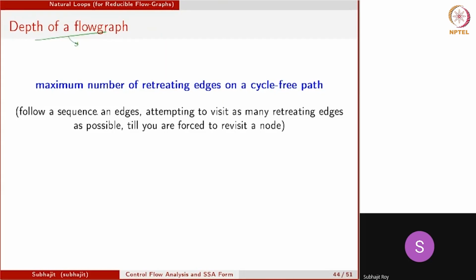The maximum number of retreating edges in a cycle-free path is referred to as the depth of a flow graph. So if you take a graph and try to find the cycle-free paths you can get, the number of retreating edges on that path is going to be the depth, right? Essentially, you follow a sequence of edges, attempting to visit as many retreating edges as possible till you are forced to revisit a node, right?